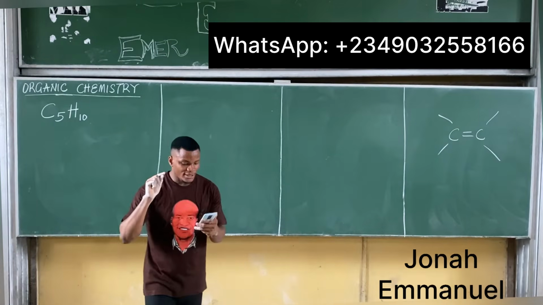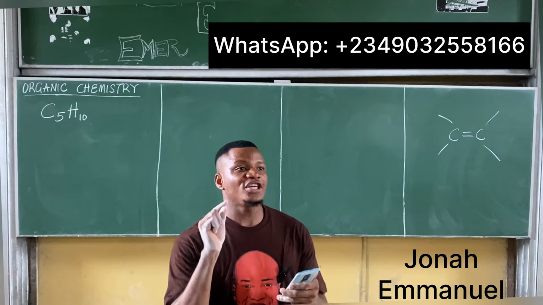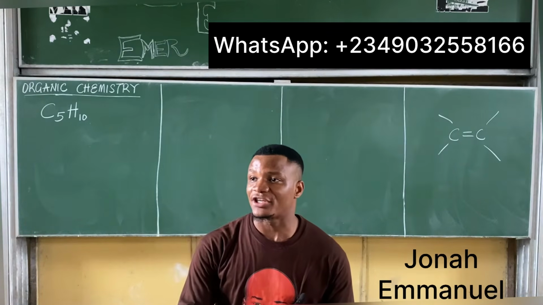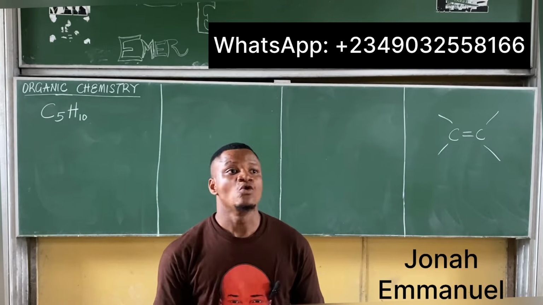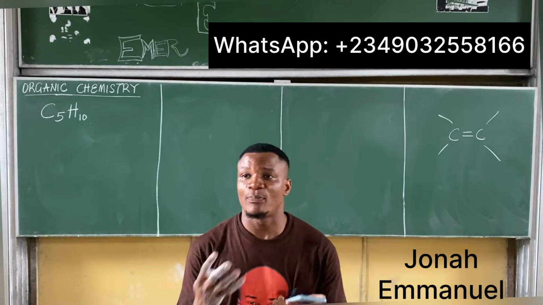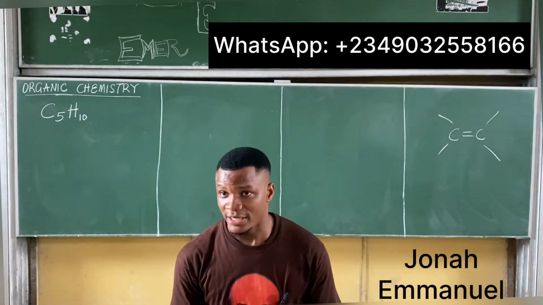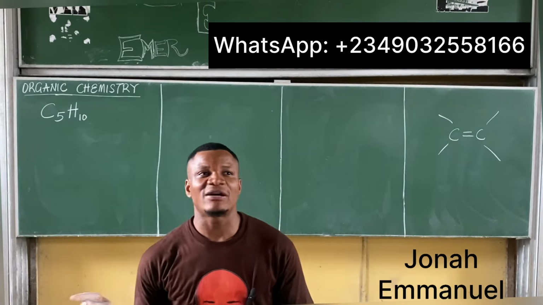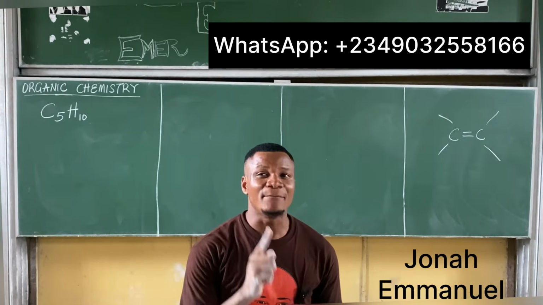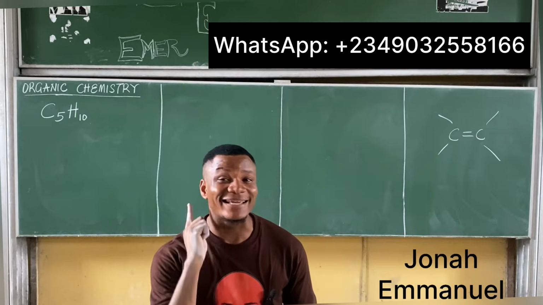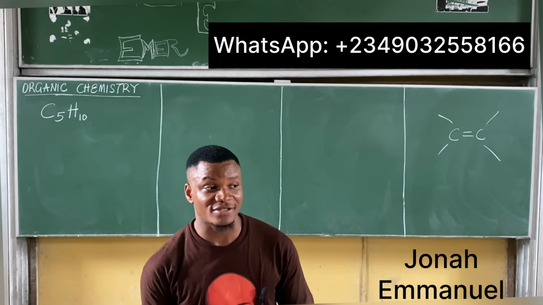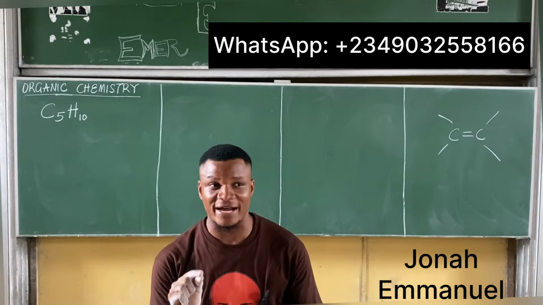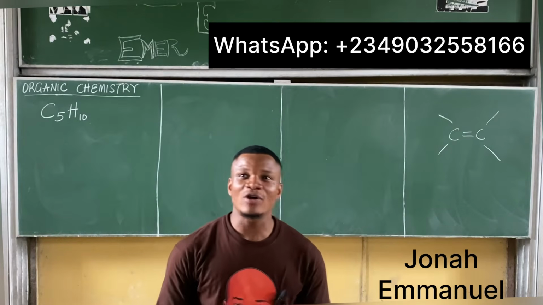So, listen again. Initially, we said A and B should be either alkene or alkyne. We've just said alkyne is not possible, because of the formula. So what does it mean? It means A and B are both alkenes, double bond, please, because they decolorize bromine.